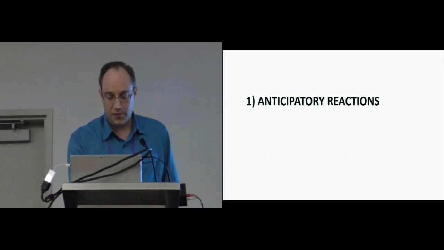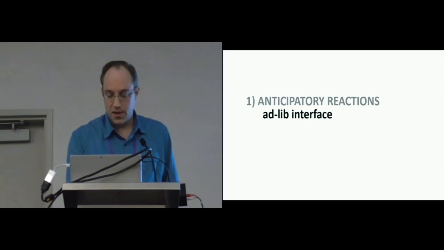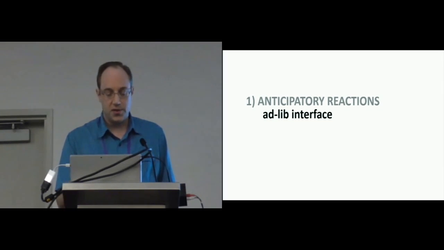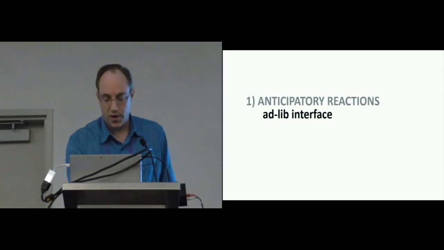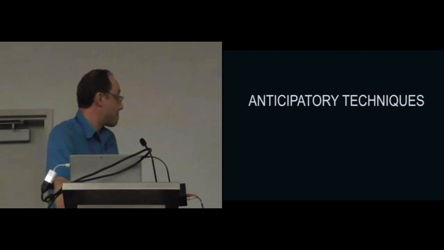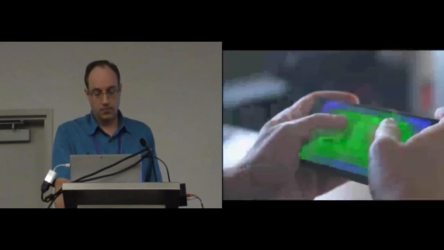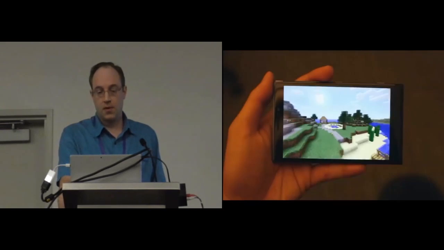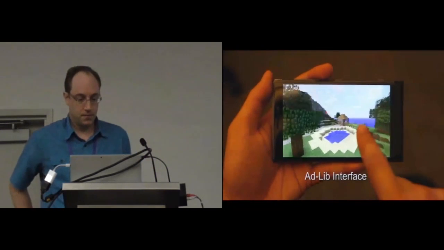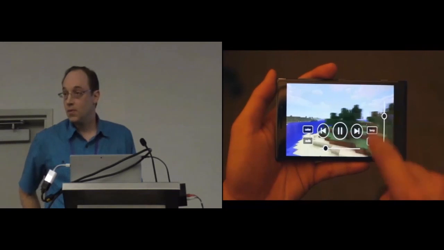So first, for anticipatory reactions, the one I want to start with is called the Adlib Interface. And I am going to go into this one in a little bit more detail because I think it's one of the more interesting examples we discovered. It proactively adapts the interface to the current grip and the approach of the fingers. For example, our prototype video player has an Adlib interface that spontaneously presents interactive elements just in the nick of time.